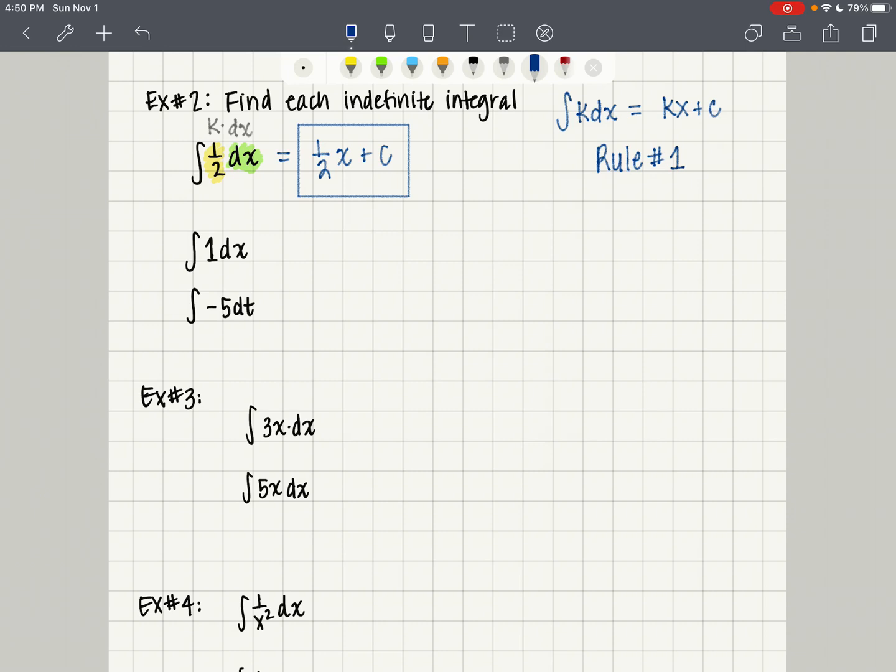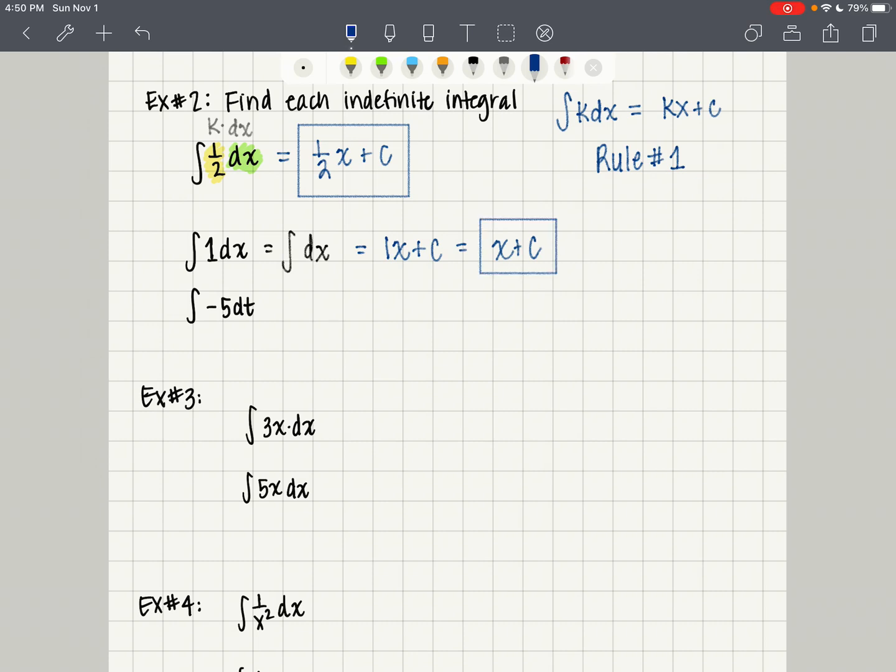Here's another example, the integral of 1 dx. Now, we could even write this as the indefinite integral of just dx. That's the same thing. It's got a coefficient of 1. This is also rule number 1, and that's going to equal 1x plus c, which we write as just x plus c.